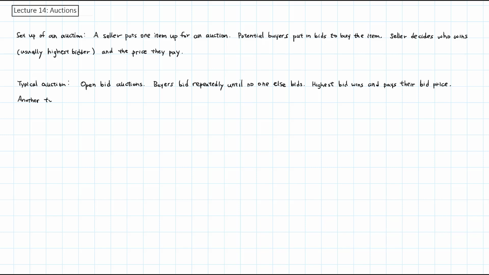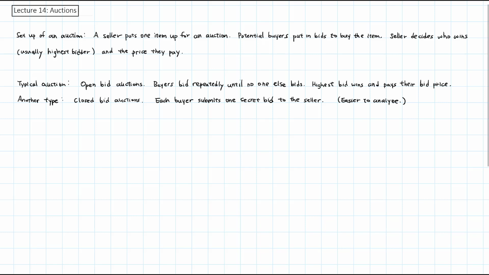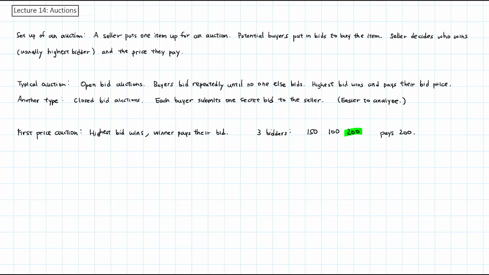Another type of auction that is easier to analyze is sealed bid auctions or closed bid auctions. This is where each buyer submits one secret bid to the seller, and the seller will look at the bids and decide the winner. Now, there are a few variations to closed bid auctions as well. One natural method is the first price auction, and that is the highest bid wins and the winner pays their bid. So if there are three bidders who bid 150, 100, and 200, then the one who bids 200 wins and pays 200 to the seller.